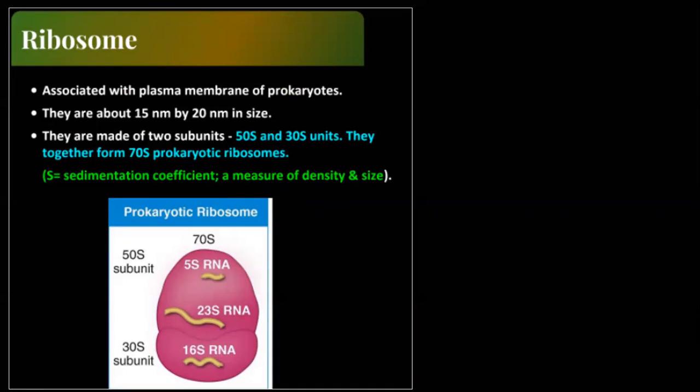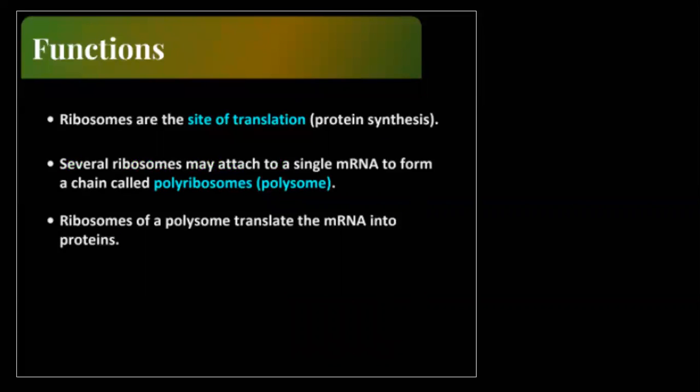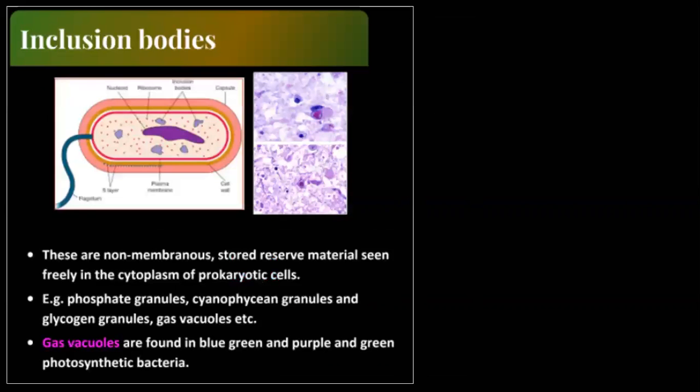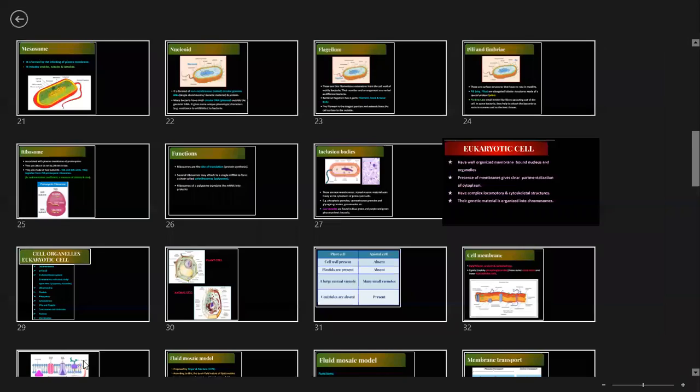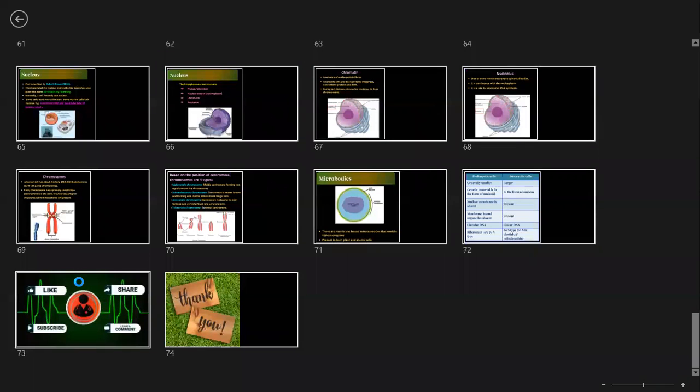Ribosomes are the 70S type, made of two subunits, 50S and 30S, together forming the 70S. S refers to the sedimentation coefficient. And what is the sedimentation coefficient? It is the measure of density and size. Their function is the site of protein synthesis. We have also discussed polyribosomes and inclusion bodies, gas vacuoles and their function that helps in buoyancy. Those are all the things that we have discussed today.